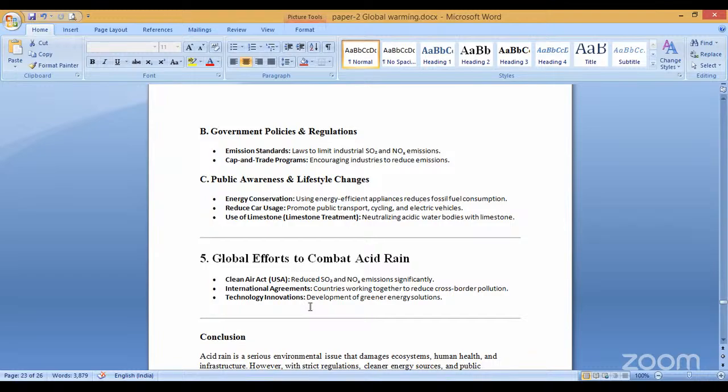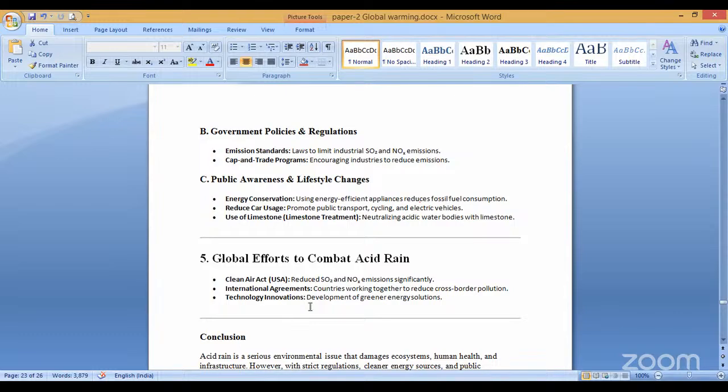Government policies and regulations: emission standards and laws to limit industrial sulfur and nitrogen emissions, and cap and trade programs encouraging industries to reduce the emissions. Public awareness and lifestyle changes: energy conservation, using energy efficient appliances, reducing fossil fuel consumption and car usage, promoting public transport, cycling, and electric vehicles.